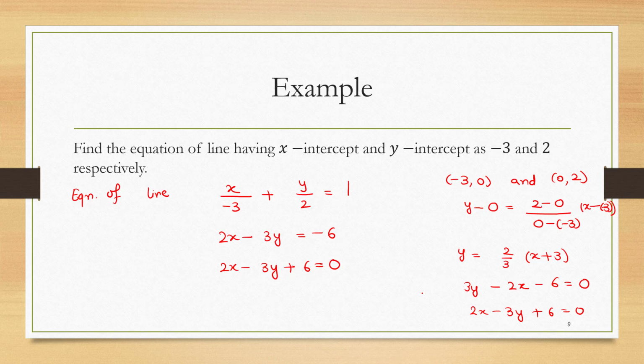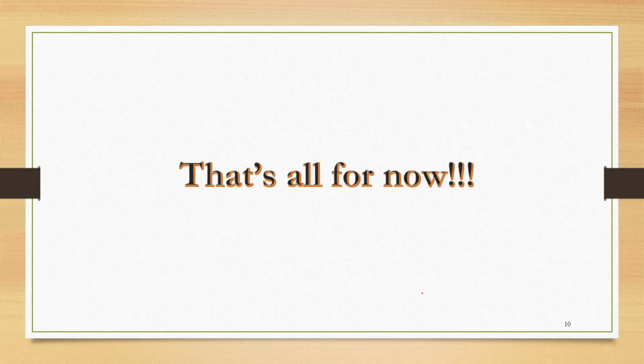So in brief, we can say that if you know the point slope form, we can do any of the forms. That's all for now. In the next lecture, we will be doing the normal form of the equation of a line.